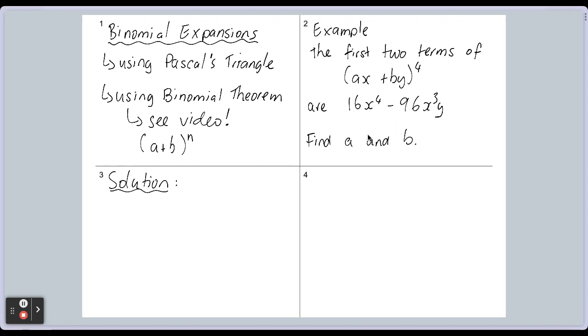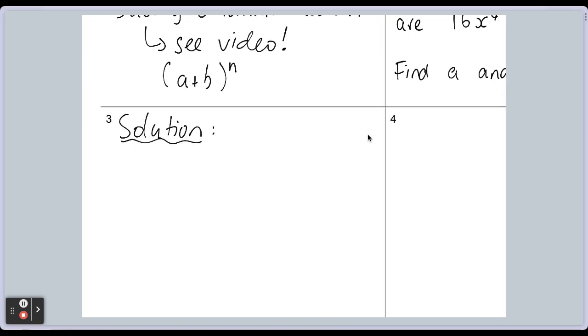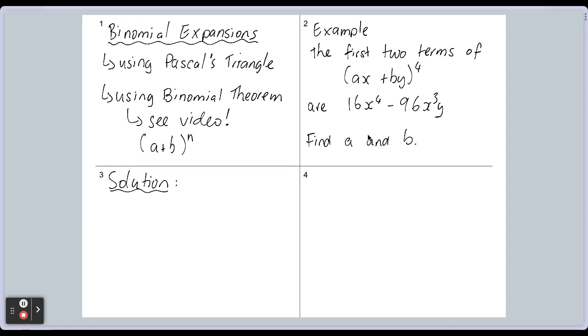The first 2 terms of (ax + by) to the power of 4 are 16x^4 minus 19x^3y. Find a and b. So what we're going to do, I'll just keep that zoomed out, is I'm going to do it not too slowly, but I'm just going to remind you how Pascal's triangle works as I go along.